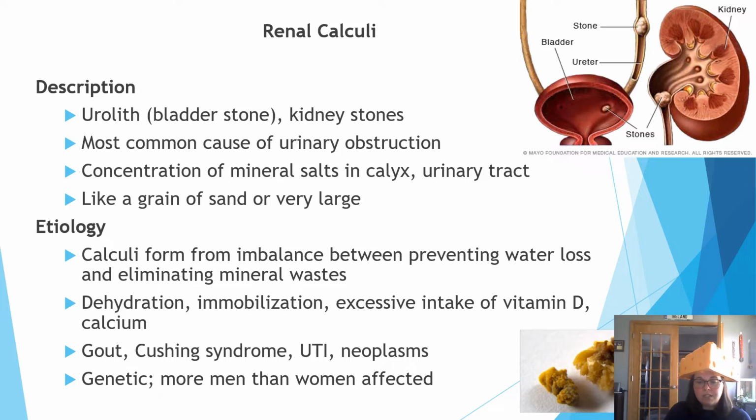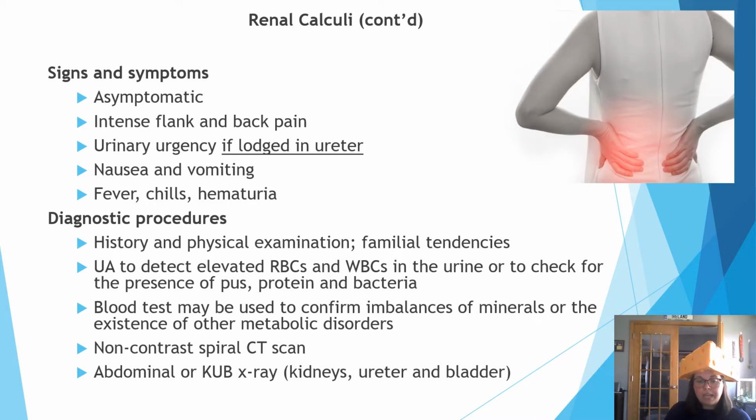Dehydration, immobilization, excessive intake of vitamin D and calcium, gout, Cushing syndrome, UTI, and neoplasm make a patient more prone to having kidney stones. There are genetic links as well and gender biases, as this disease affects men more than women. Stones can go on asymptomatically, but eventually, more commonly, there is an intense flank and back pain. This is where your kidneys are located. The urinary urgency comes when the stone is lodged in the ureter. There'll be nausea, vomiting, fever, chills, bloody urine, and other signs of kidney stones.